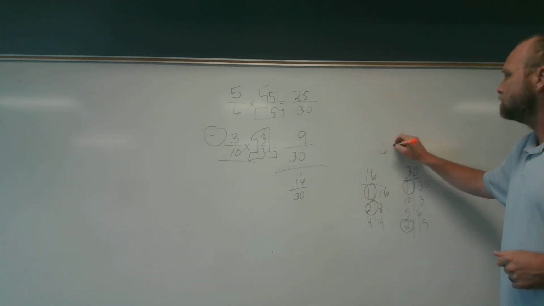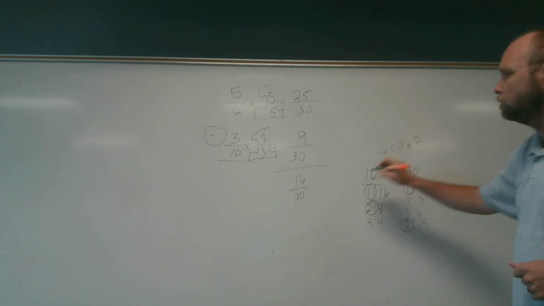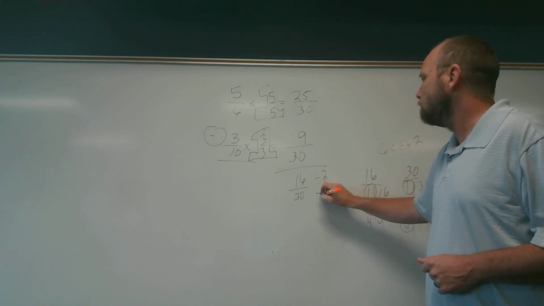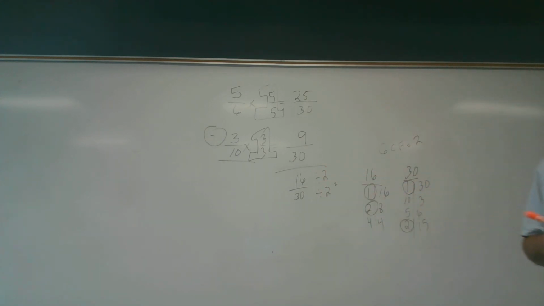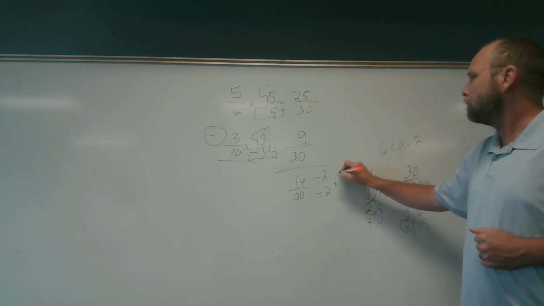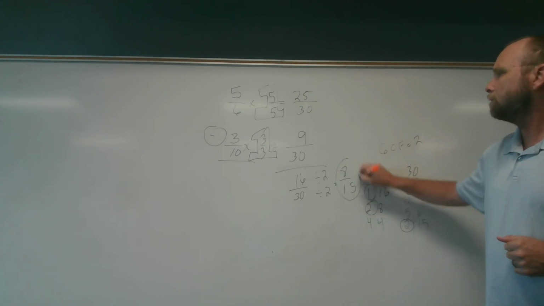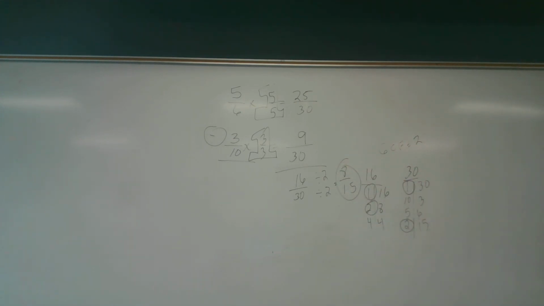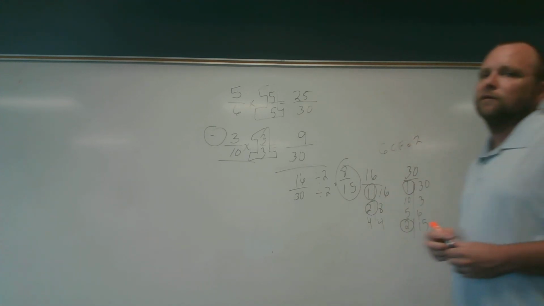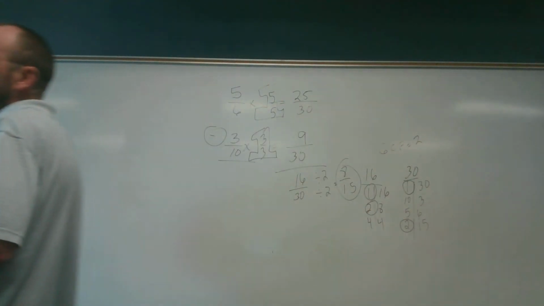Once I know my greatest common factor equals 2, I can divide both my numerator and denominator by 2. Eric, 16 divided by 2 is? 8. 30 divided by 2 is 15. 8/15 is the correct answer for that problem.